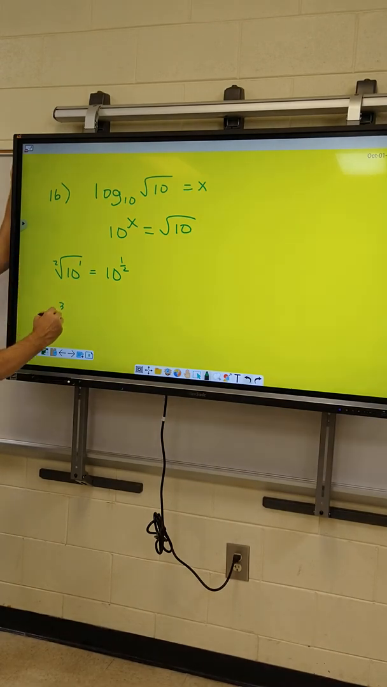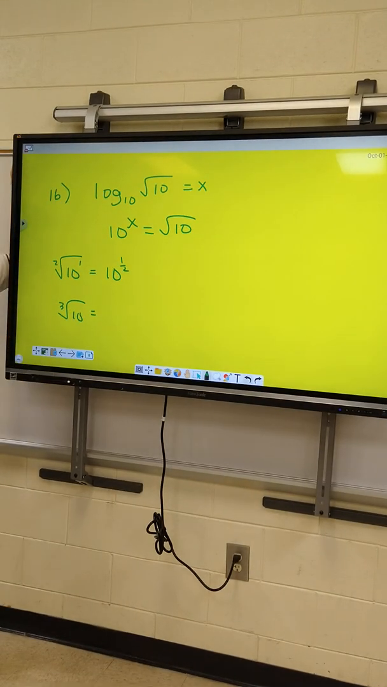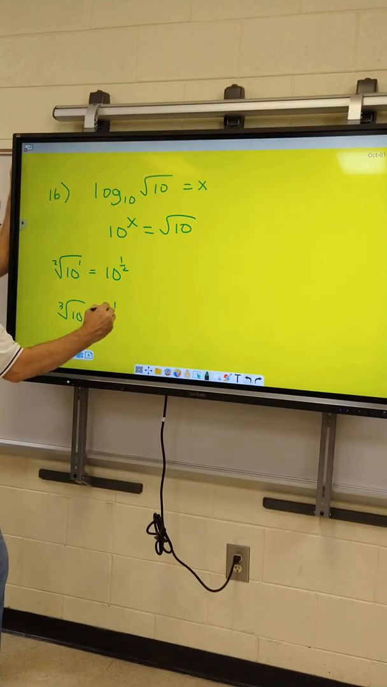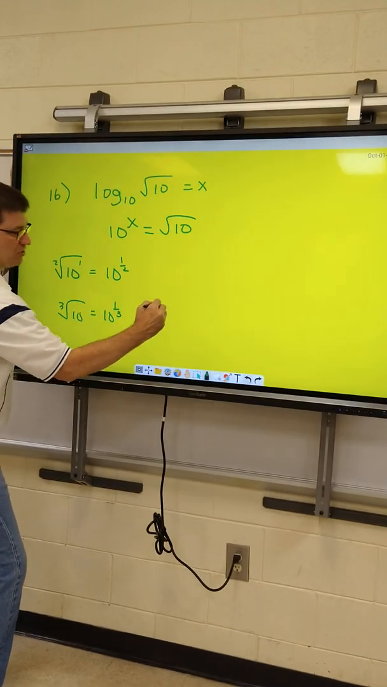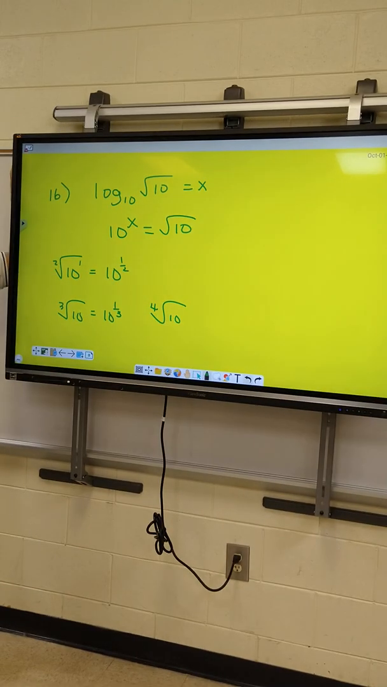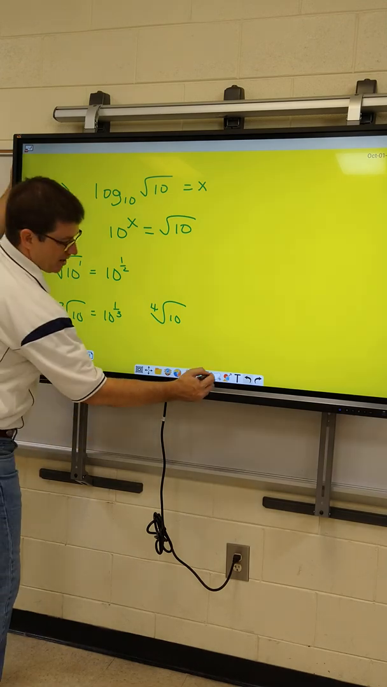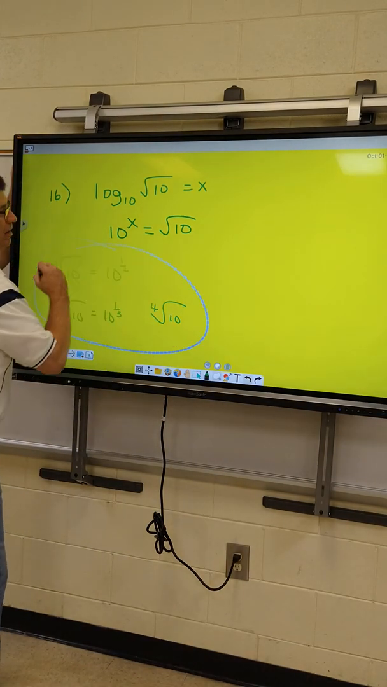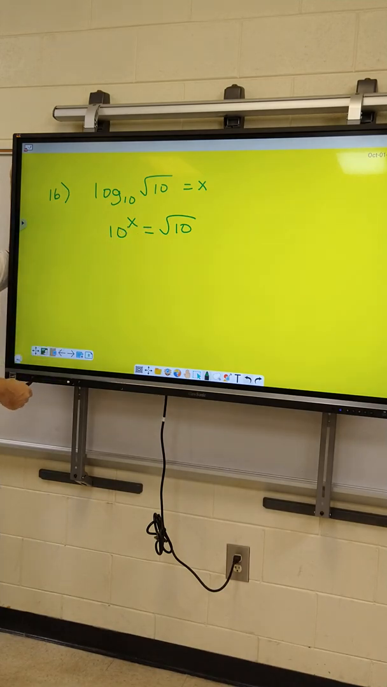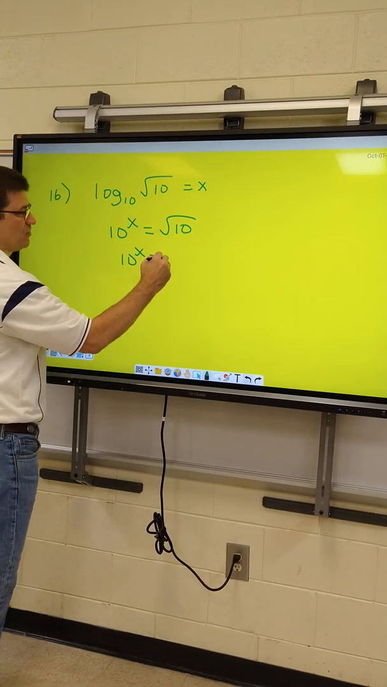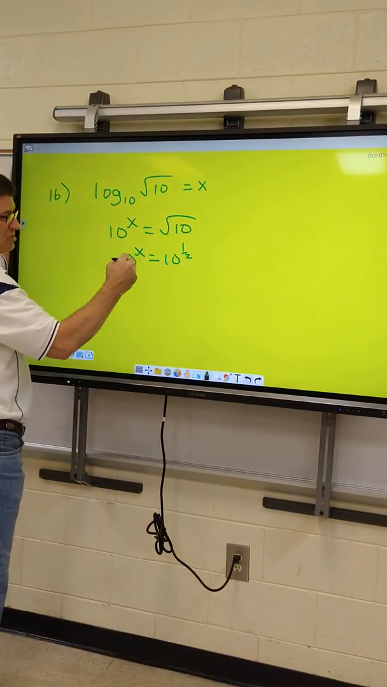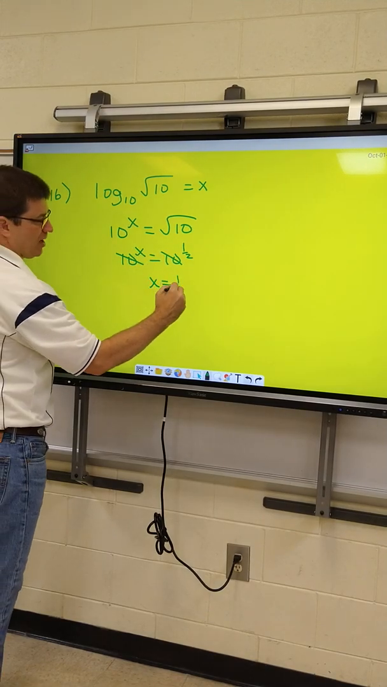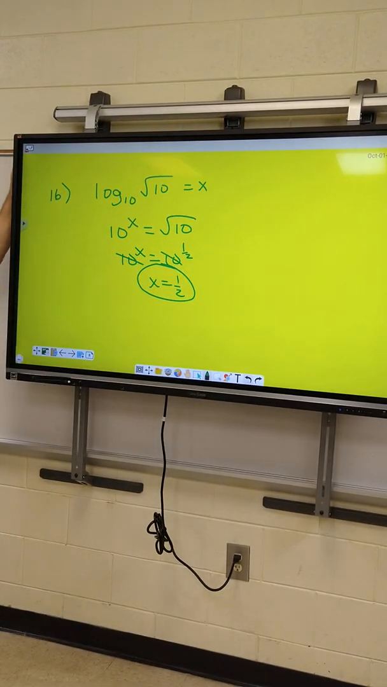What about this one? Cube root of 10. Fix that one. 10 to the 1/3. All right, what if it's fourth root of 10? Fix that one. 10 to the 1/4. All right, y'all got it. We went over that Wednesday. So we got to fix this one. So it's 10 to the x equals 10 to the 1/2. Once you do that, you just mark it out. Your answer is 1/2. Don't even need a calculator for this.